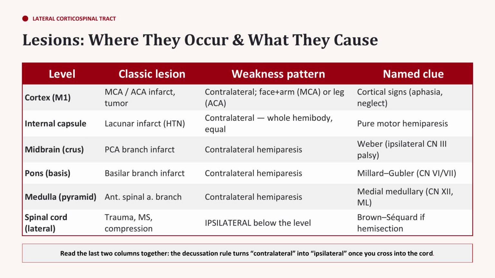A lateral corticospinal lesion in the cord causes ipsilateral weakness below the level. If it is a hemisection, that is Brown-Séquard, which we will dissect later. The whole table is really just the decussation rule applied at successive levels. Memorize the logic, not the rows.